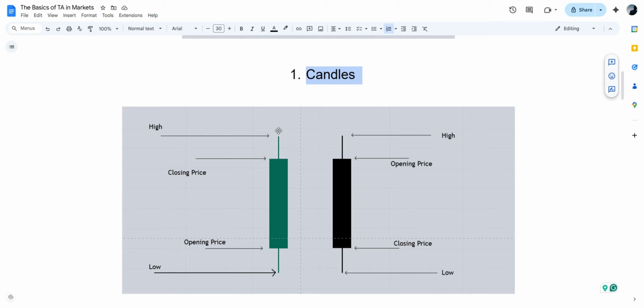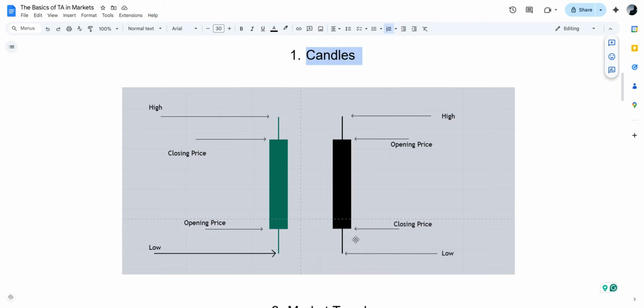The little tiny line you see right here is called a wick. This indicates that when this candle opens, the market makes a low till here, but the market wasn't able to sustain below and shot up. This was the high this candle made, and the price closes here. Same in the bearish candle, the market opens here. This was the high this candle made, this was the low this candle made, and here the price closes.